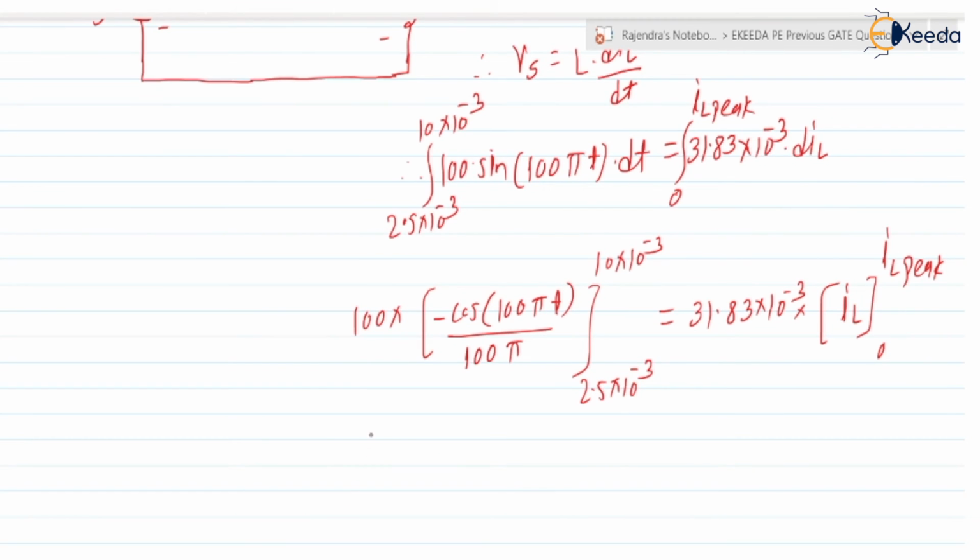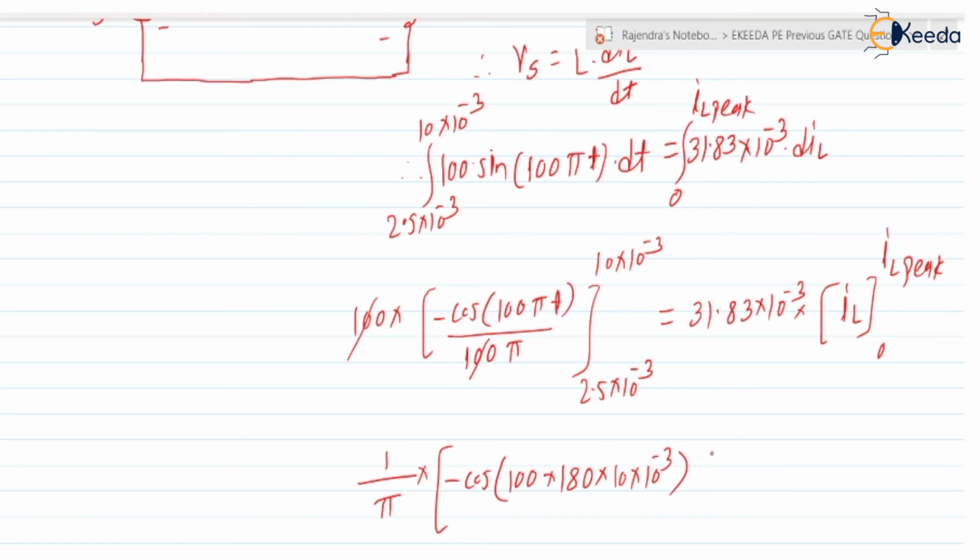Further, the 100 will get cancelled. So it is equal to 1 by pi into minus cos of 100 pi into 10 into 10 to the power minus 3. Be careful, this pi is in radians here. If the mode in your calculator is degree, then we need to replace this pi with 180. So I am writing it as 100 into 180 into 10 into 10 to the power minus 3.